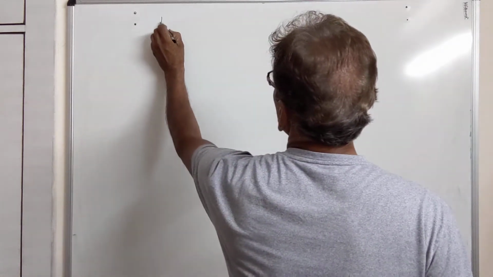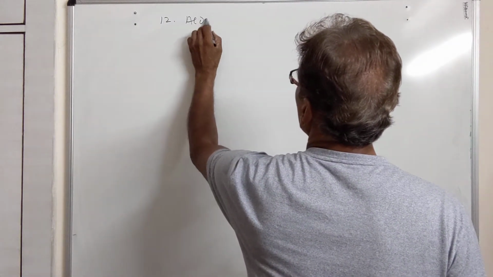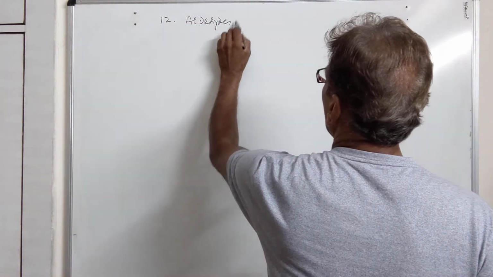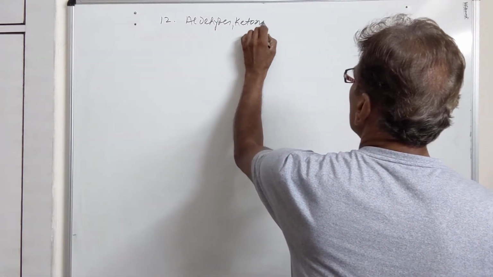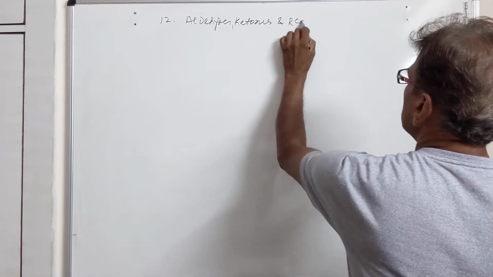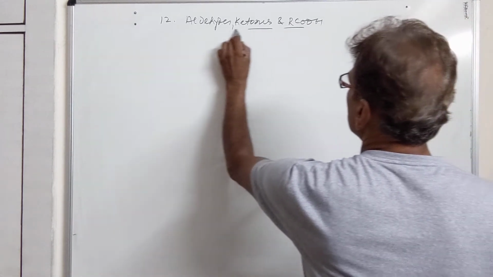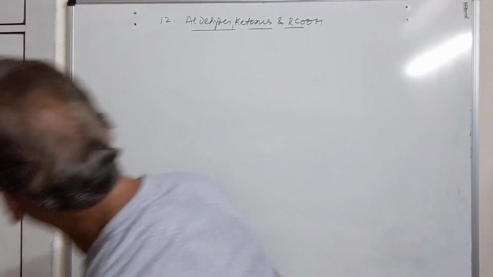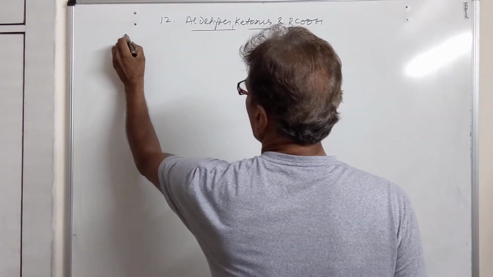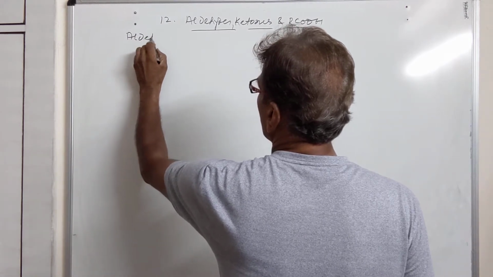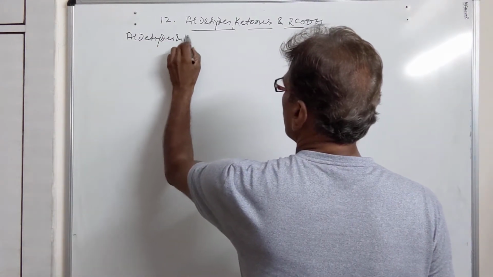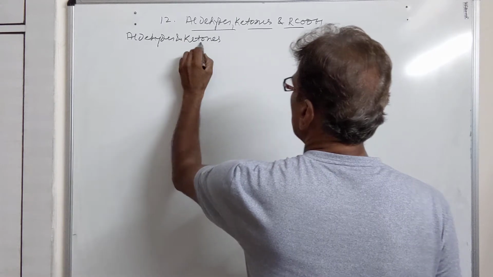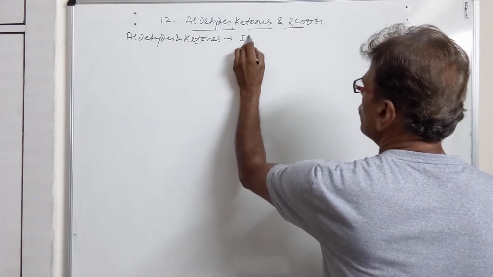Starting with the 12th unit of the 12th class, we study aldehydes, ketones, and carboxylic acids. In this case, first of all, we will be taking aldehydes and ketones. Aldehydes and ketones are isomeric compounds.